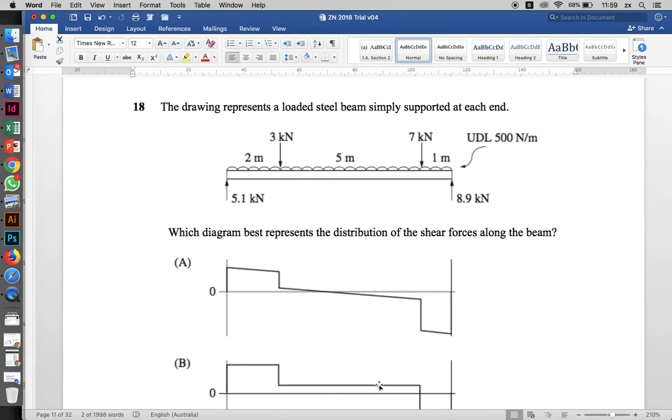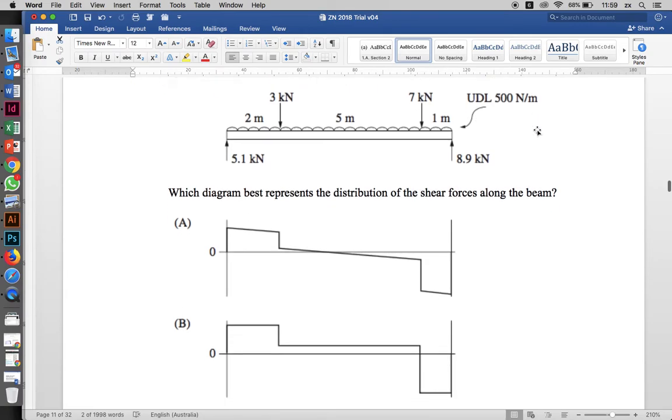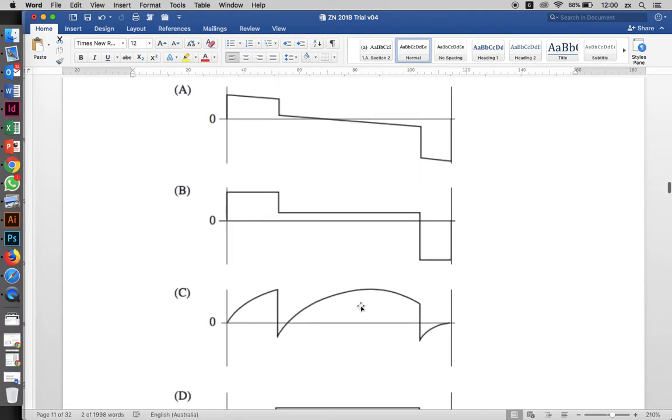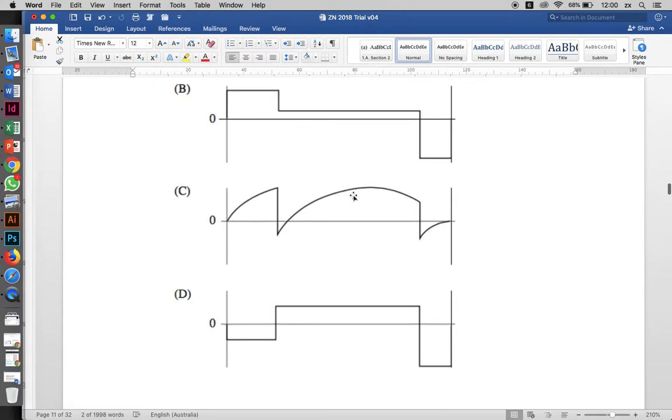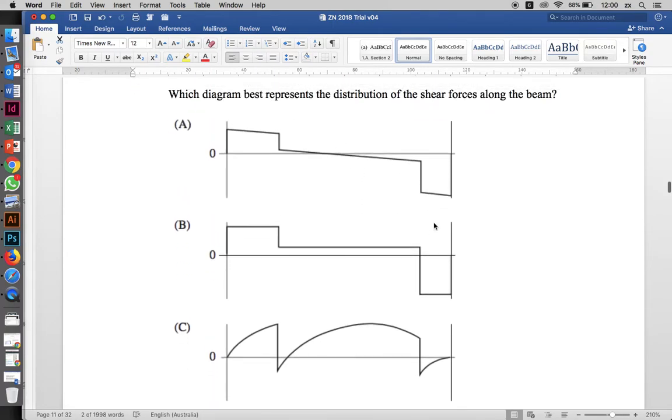Okay, question 18. The drawing represents a loaded steel beam simply supported at each end. So what we have here is a uniformly distributed load, a UDL. Which diagram best represents the distribution of the shear forces along the beam? Well, in this situation we know that there's going to have to be a diagonal, because each of these little forces forces the shear force diagram down all the way along. So it can't be this one, because it doesn't have the little forces all the way along. And it's not going to be this one, because that would require some sort of triangular forces, things that we haven't done. That might be the bending moment diagram for this object. Might be, but I don't think so.